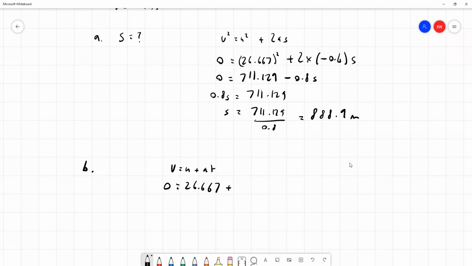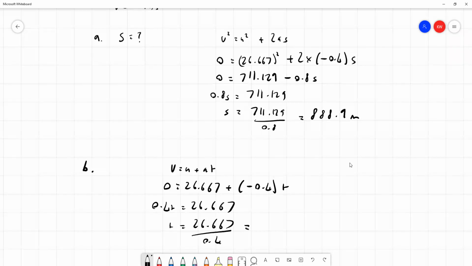26.667, and we've got plus, and then A here is minus 0.4, and then T, again, the thing we're trying to find out. So without too much effort, we can see that 0.4T is going to equal 26.667. So T is equal to 26.667 divided by 0.4. And again, I'm rounding to one decimal place. That comes to 66.7 seconds.